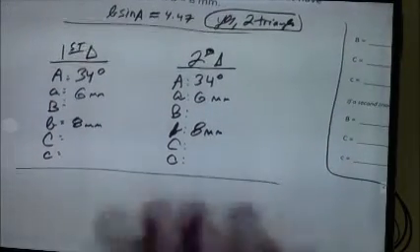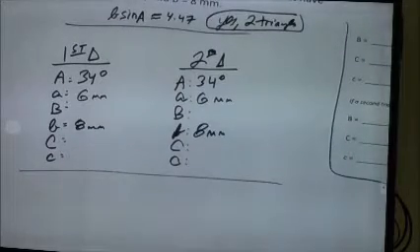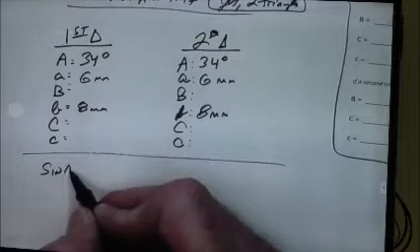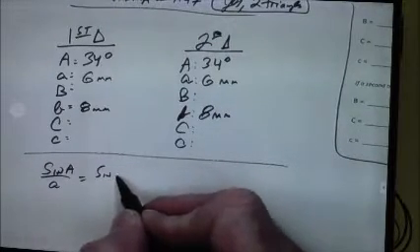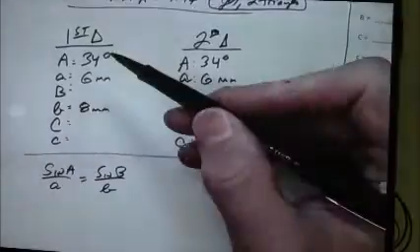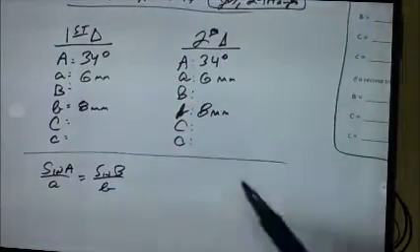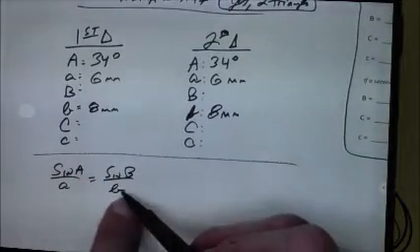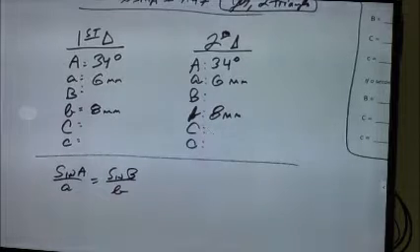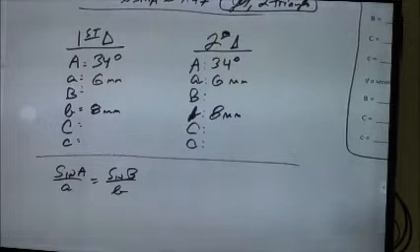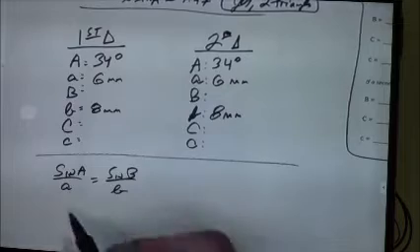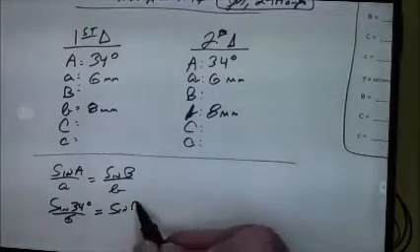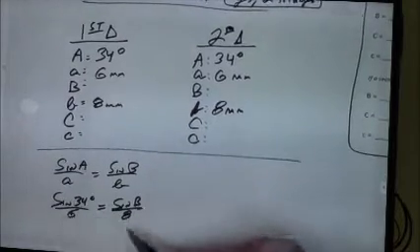Okay. I'm going to use the space down here to figure things out. And the first thing is knowing sine A over A is equal to sine B over B. I have 3 of the 4 things here. I have A, 34 degrees, I have 6 millimeters, I have 8 millimeters. So there are 4 things in this part. As long as I have 3 of them, I can solve for the other one. So let's do that. Sine 34 degrees over 6 is equal to sine B over 8. Cross multiply.